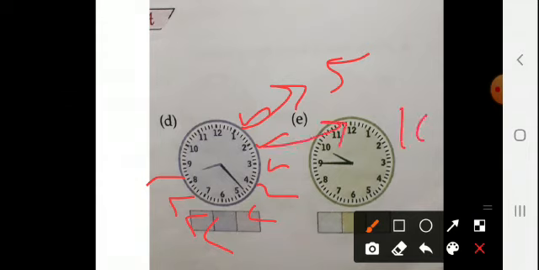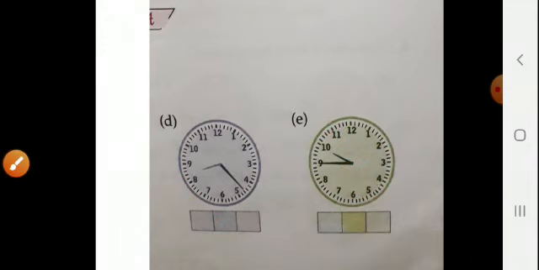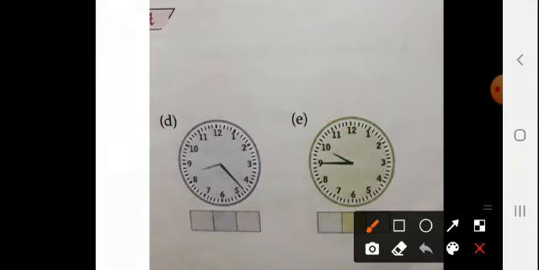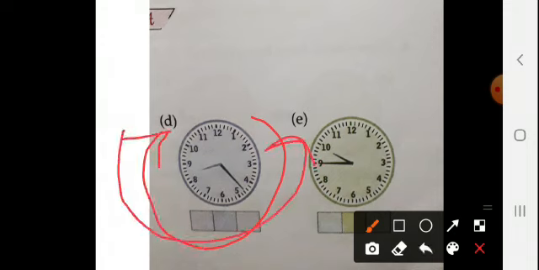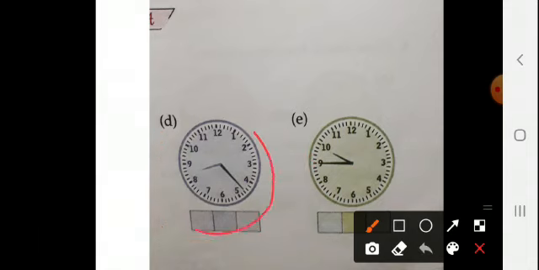5 twos are 10. That means 10 minutes. 5 threes are 15. That means 15 minutes. Okay, and so on. Understood? In this way, this is a clockwise direction. And if you see this one, then this is anti-clockwise. So there is no need to look at the anti-clockwise. The clock moves like this.